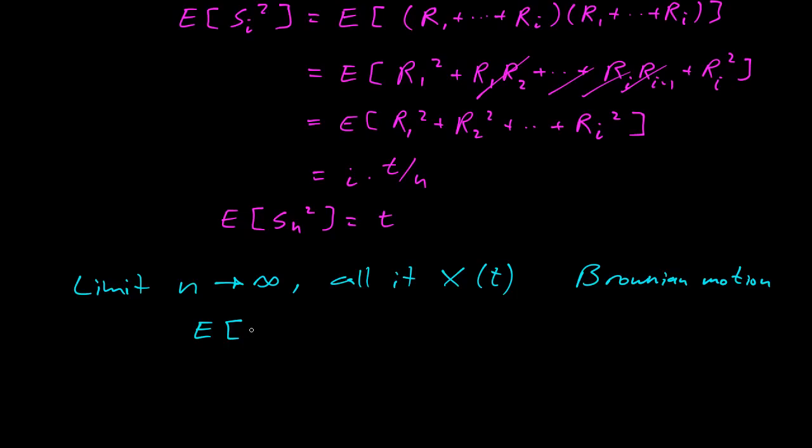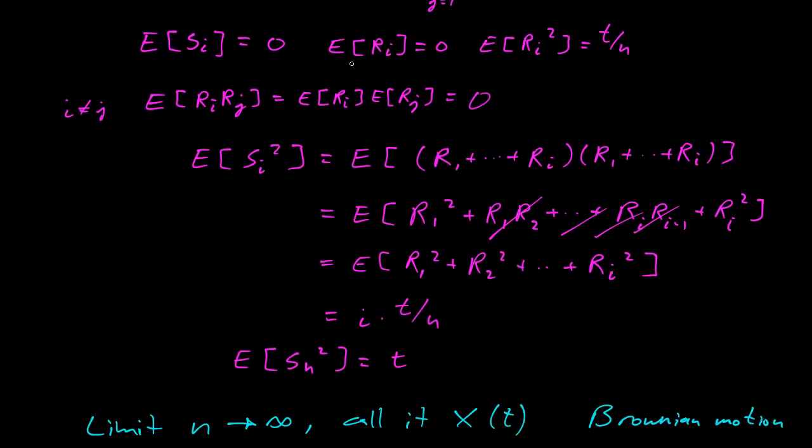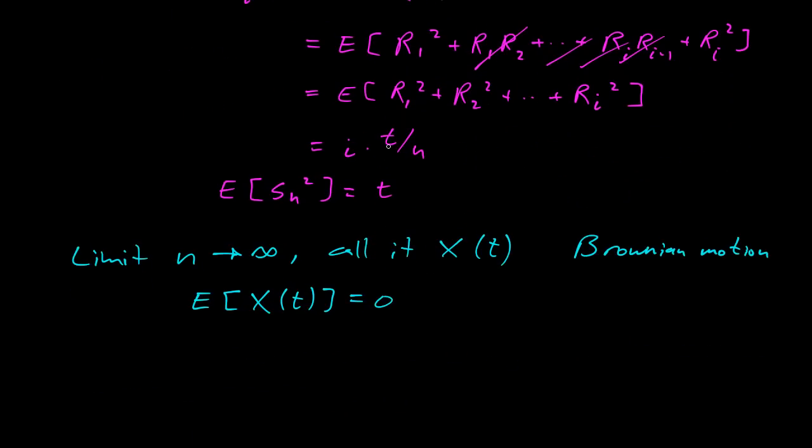And now some of the facts about this. The expected value of x of t will be 0. So I'm taking the same facts we did up here and taking them to the limit. They don't change. So the expected value of the Brownian motion will be 0. The expected value of x of t squared, so that's just this one here, will end up being t.